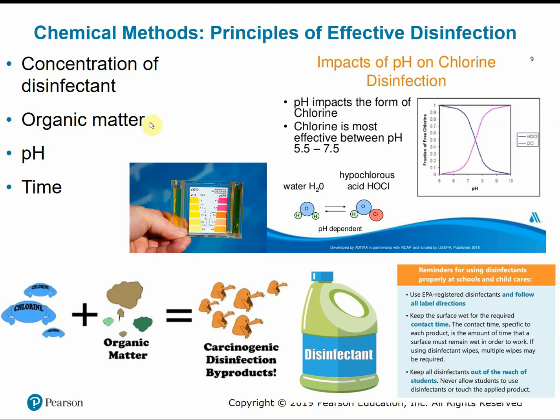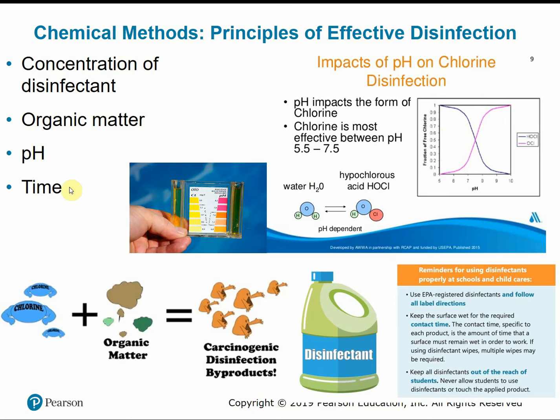The presence of organic matter can also influence the effectiveness of a disinfectant. So, for example, with chlorine, if certain organic matter is present, it can react with that as well and cause some carcinogenic byproducts. pH is important in the effectiveness of a disinfectant. So in this example, chlorine is most effective between 5.5 and 7.5 pH. This is important if you have a pool, right? You also have to maintain a certain pH level or your chlorine won't be effective at keeping your pool clean.